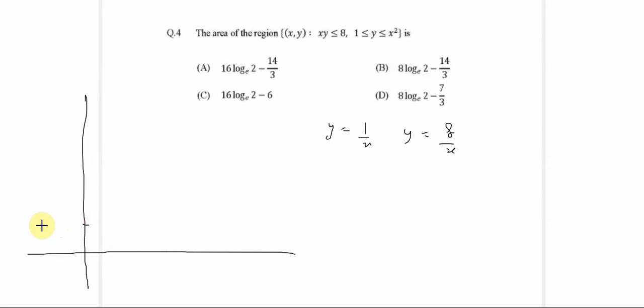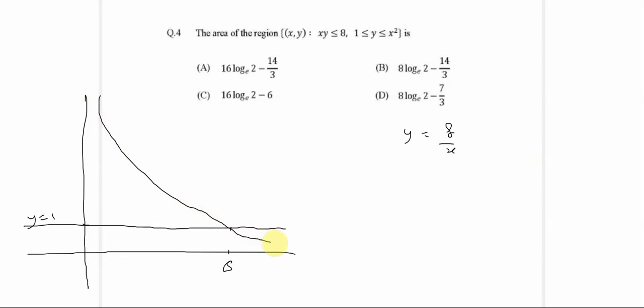Okay, so this is y equal to 1, there's y equal to 8 by x, and let's see where it meets y equal to 1. So y equal to 1, x equal to 8, so it's here somewhere, goes like this. Now we have y equal to x squared.